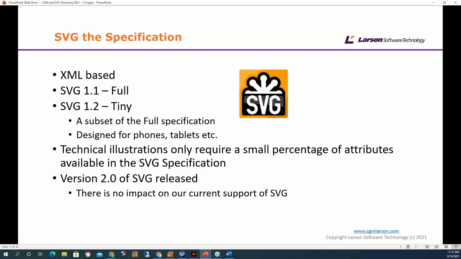As I mentioned, it's XML based. It's a big specification, and they actually designed a subset called Tiny, which was really for mobile phones and so forth, really to make it smaller. So technical illustrations, though, we found only require a small percentage of the attributes available in the spec. So we've designed something which we'll talk about later, where you can export and only use the attributes that you need, which will obviously make the file size smaller and more efficient.